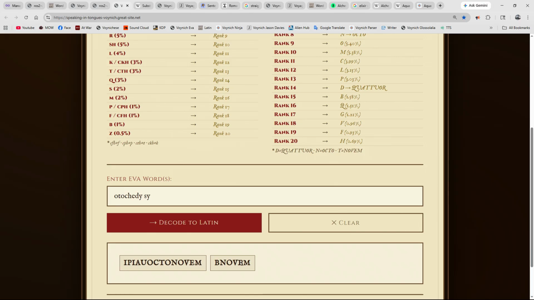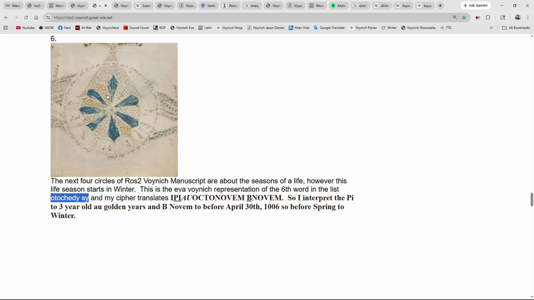before spring. I'm saying before spring because the supernova of April 30th, 1006 was in spring. So this is winter time. If we look at the spires coming out of the center, dark or cold, this is a winter scene for a circle. That's what I'm interpreting.